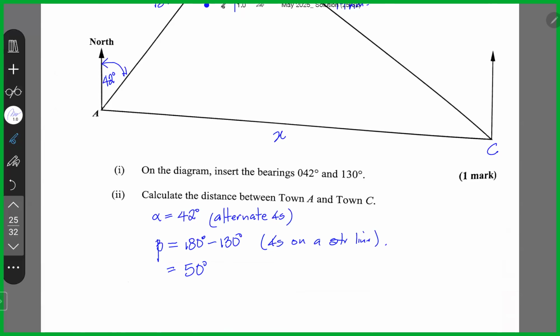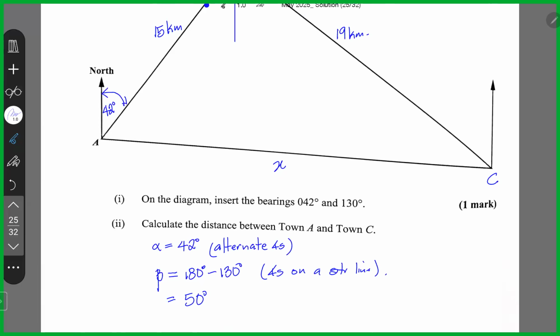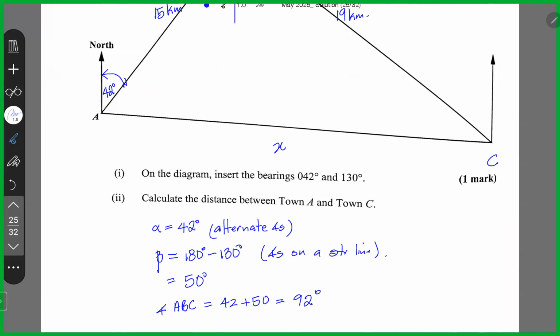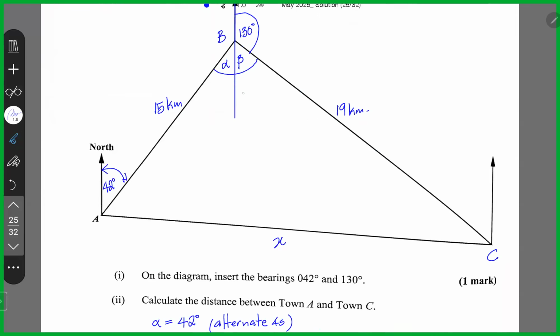And so angle ABC would be equal to 42 plus 50, and this is 92 degrees. So the entire angle here is 92 degrees.